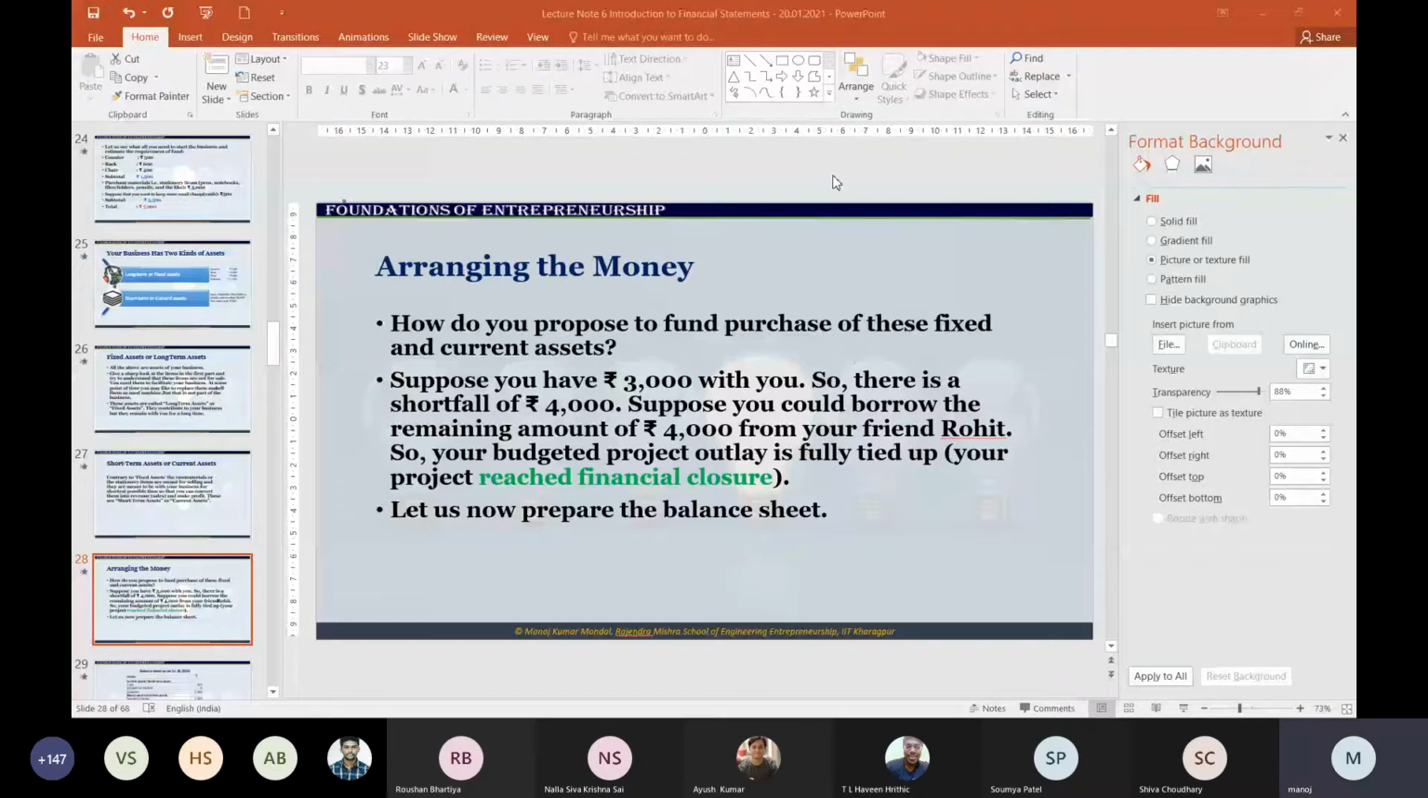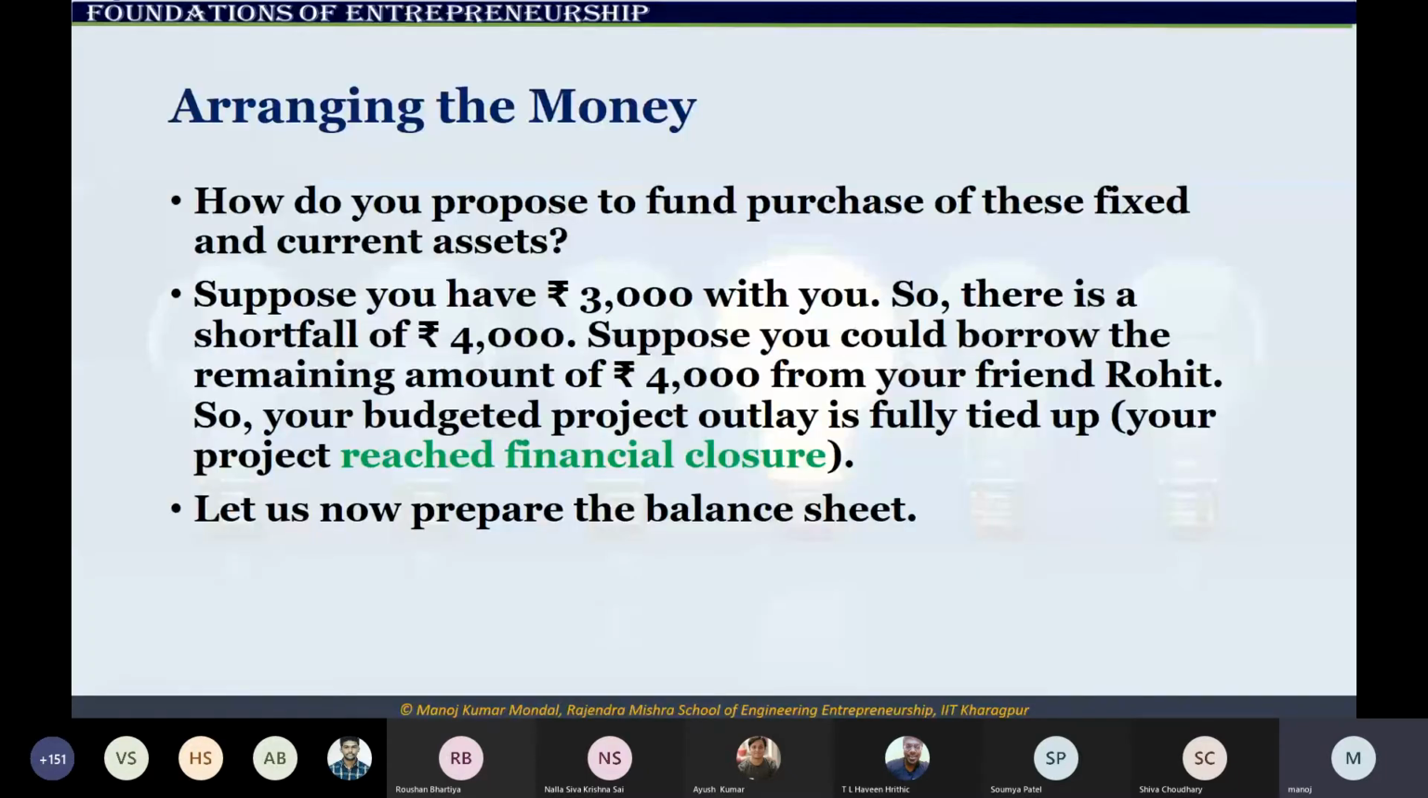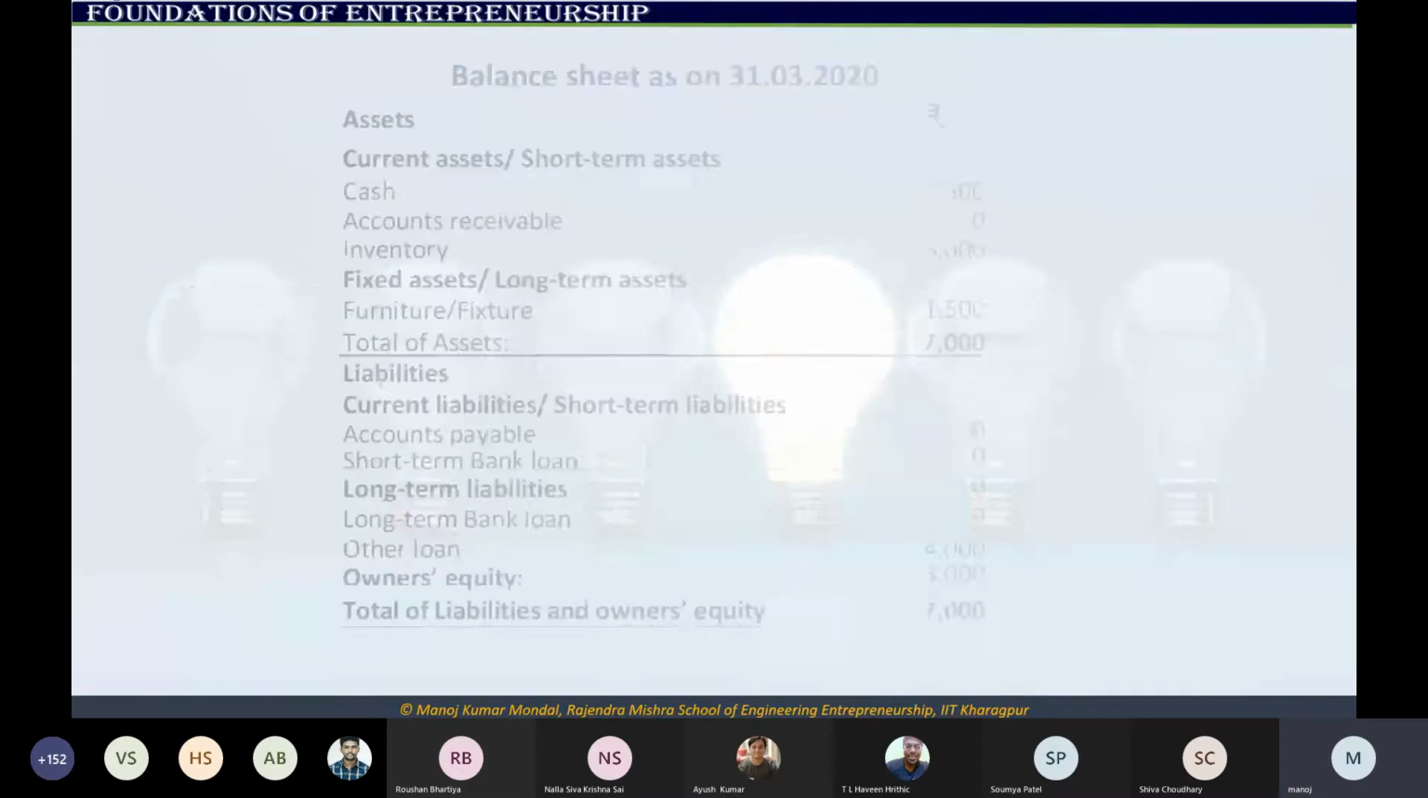Okay. So Ayush is a repeated defaulter. He has been doing it for the period of the classes. So you borrow money, you have to pay interest.